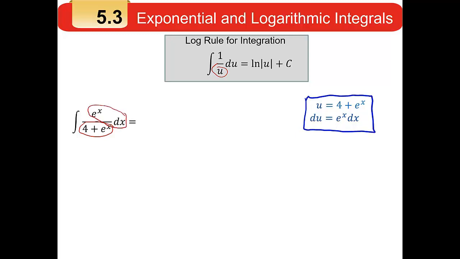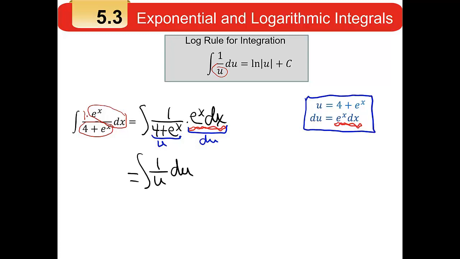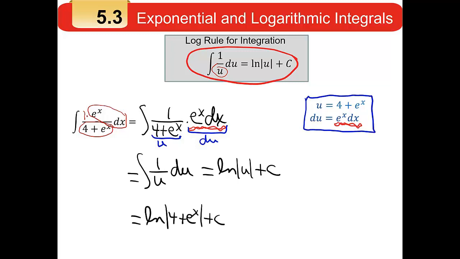So I'm going to bring the e to the x out and put it next to the dx, and that just leaves me an understood 1 up in the numerator. And now it looks like the game is over, because the e to the x dx is exactly du, and I have 1 over u. So when I substitute, I get rid of all my x's, and I've got the integral of 1 over u du, which is the formula just above, and that gives me the natural log of the absolute value of u plus c. And then get rid of the u.